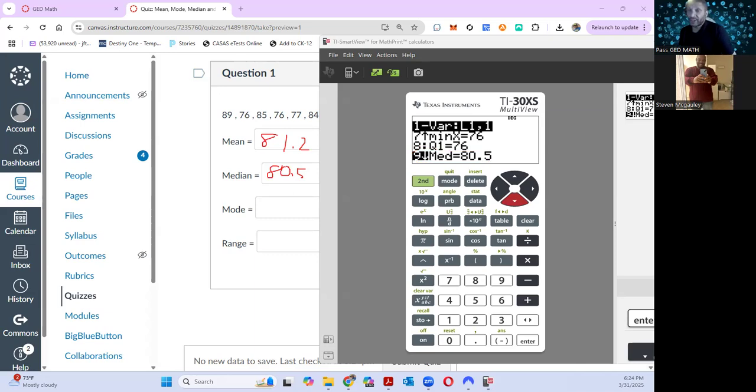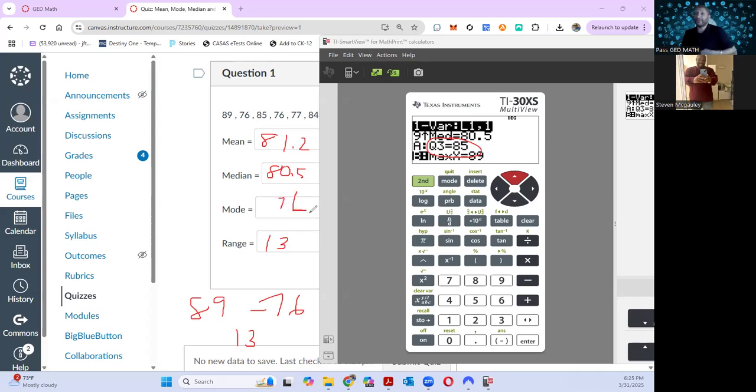But what you should see is the min, which stands for minimum. Okay, so my minimum is 76. I'm going to scroll down some more. There's my max, 89. So you just have to know max minus the min, 13. Max minus the min. Okay.